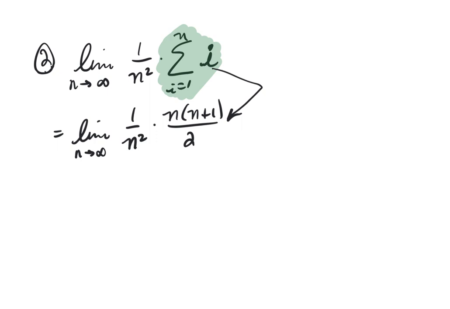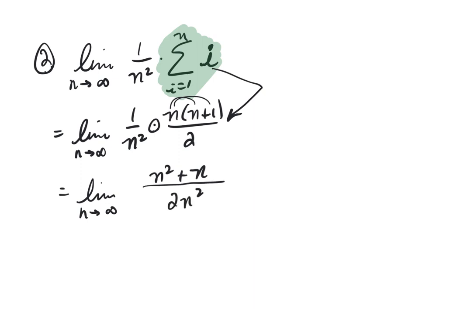Okay? Next, we do the multiplication. And when we multiply everything together, across the numerators, we have 1 times n plus 1, which causes us to use the distributive property, which is then going to be n squared plus n. Down in the basement, we just have n squared times 2, so that would be 2n squared.